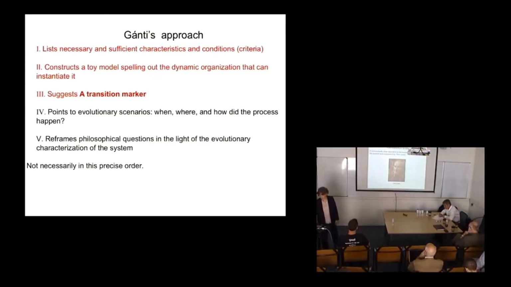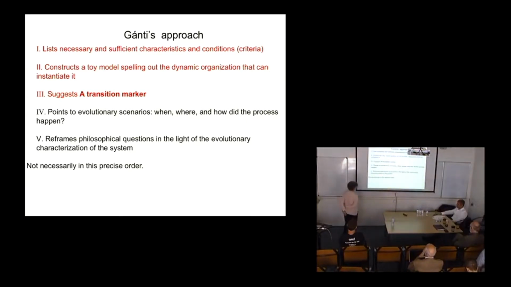Okay, so what did he say? What did he do? So Jablonka's approach was like this. First of all, I list the necessary and sufficient characteristics and conditions for a living organism. I've taken from the literature, from what people did, from everywhere. I'll compile it into something that can be said to be more or less a consensus list. Second, I will construct on the basis of this list a toy model that spells out the dynamic organizations that can instantiate these properties. Third, I will suggest a capacity of this system that marks that when you find it in a system, you will say this system is alive, right?